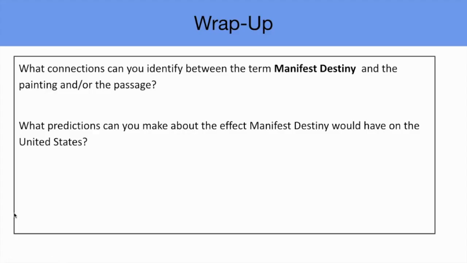At this point in the lesson, it is important for us to review the term manifest destiny. Remember, manifest destiny was the 19th century belief that it was the fate of America to expand from the Atlantic Ocean to the Pacific Ocean. What I want you to do now is write or share connections you identify between the term manifest destiny, the painting by John Gast, American Progress, or the John L. O'Sullivan passage.